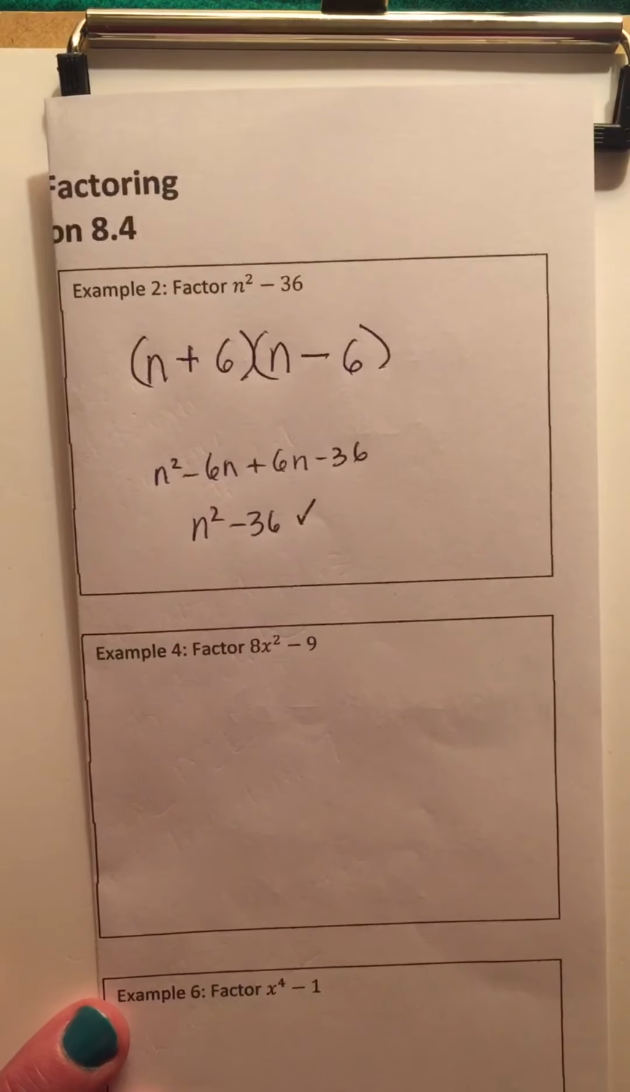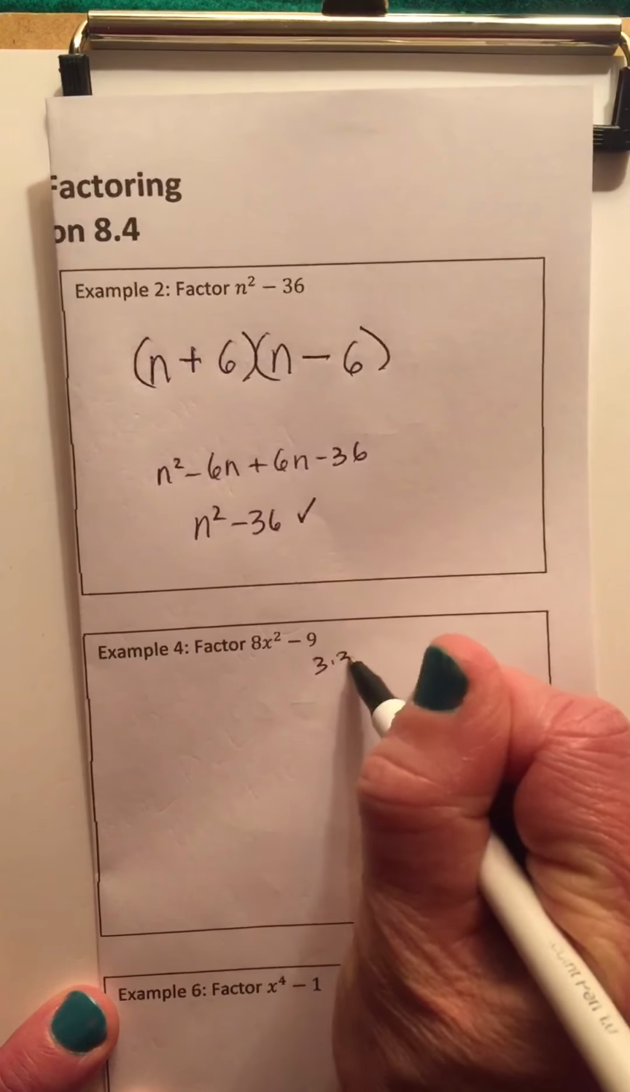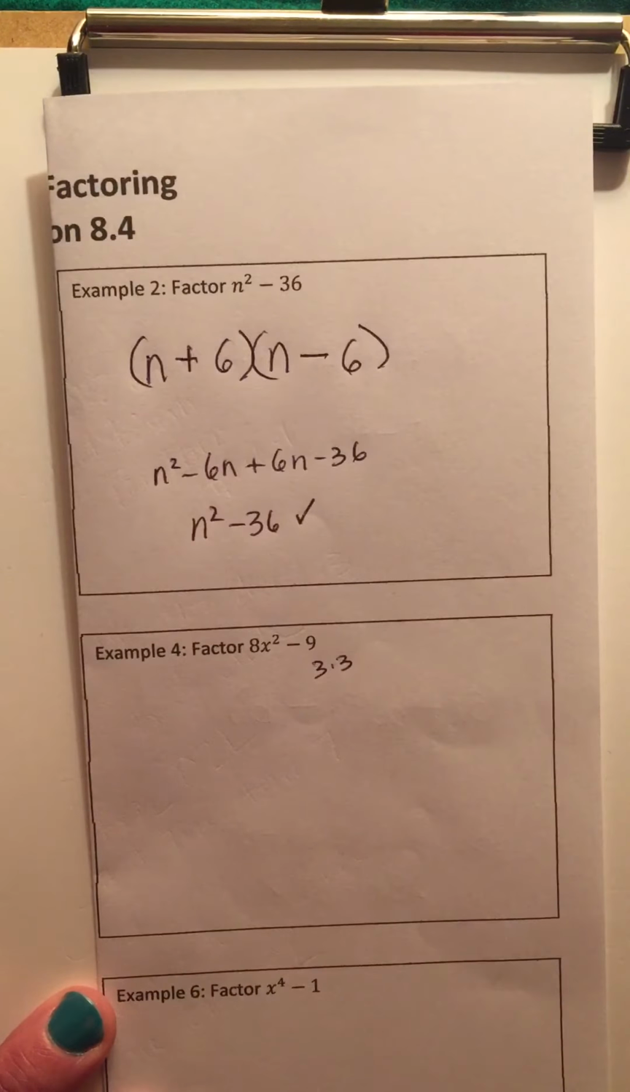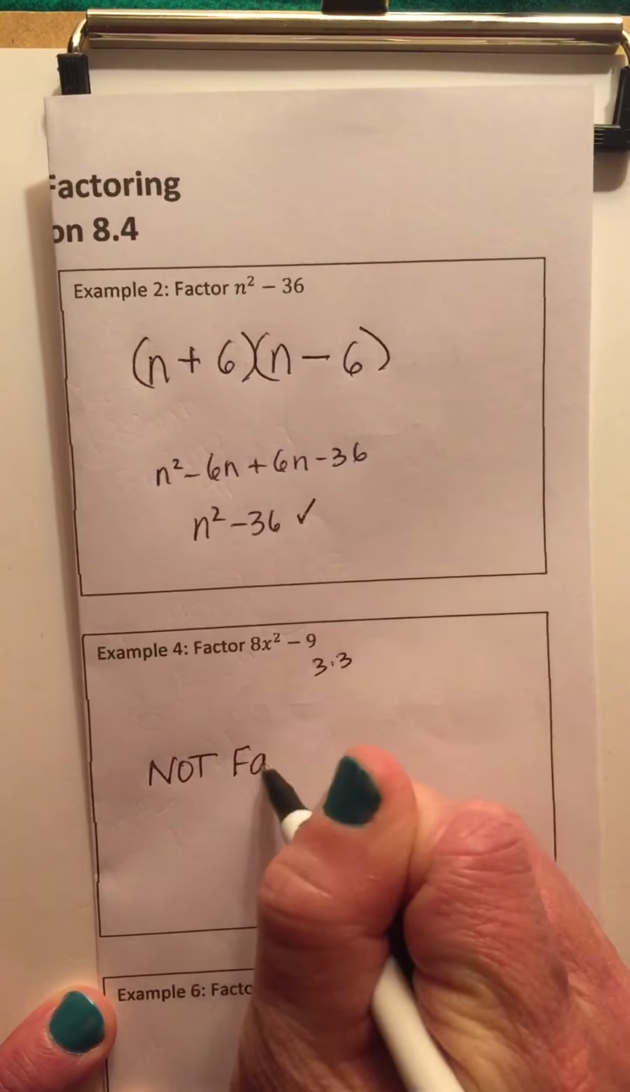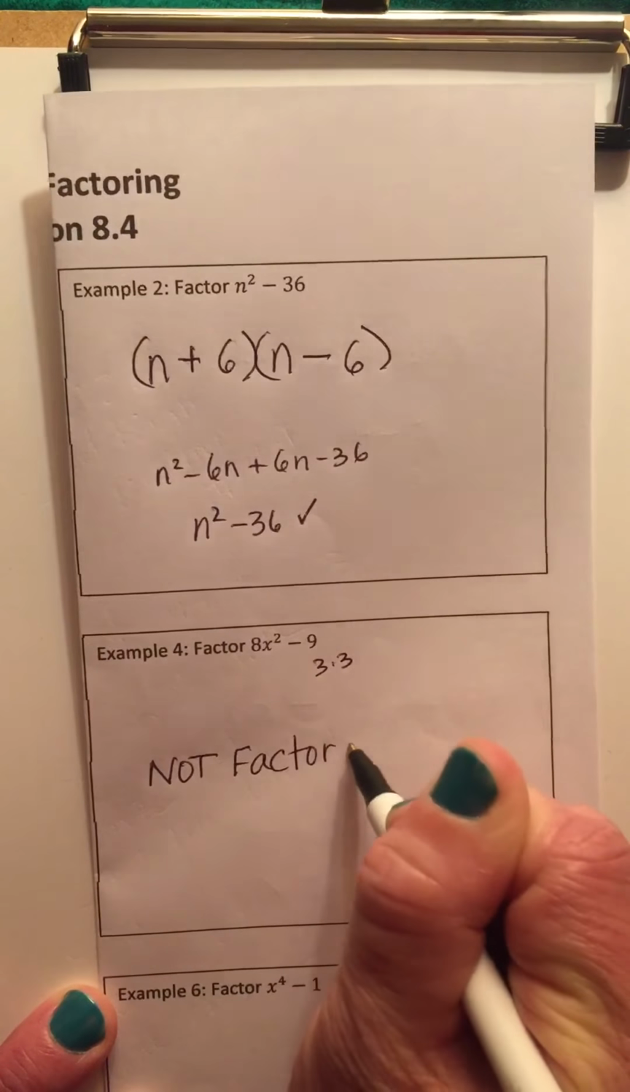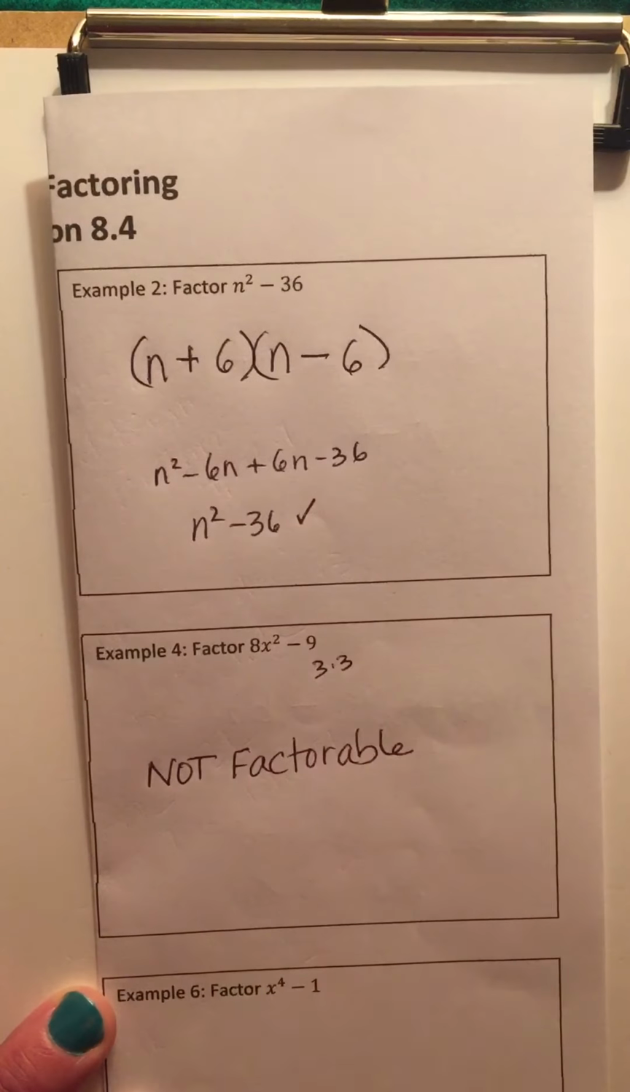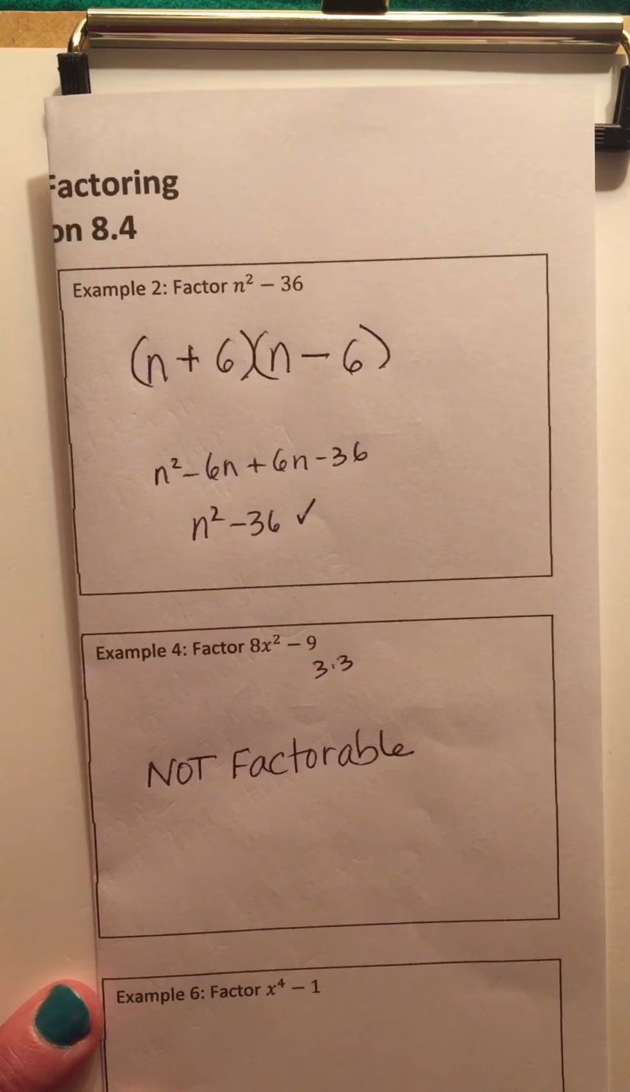Example 4, 8x squared minus 9. 9 is a perfect square, 3 times 3. 8 is not a perfect square. It is not factorable. We cannot factor it to have our x term in the middle equal 0. Not factorable.